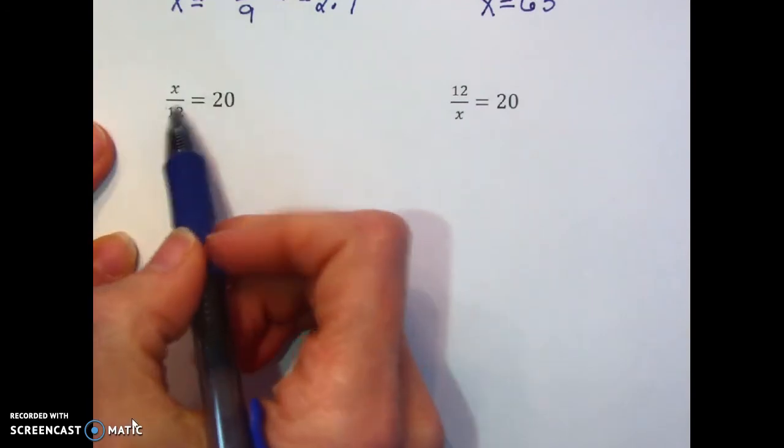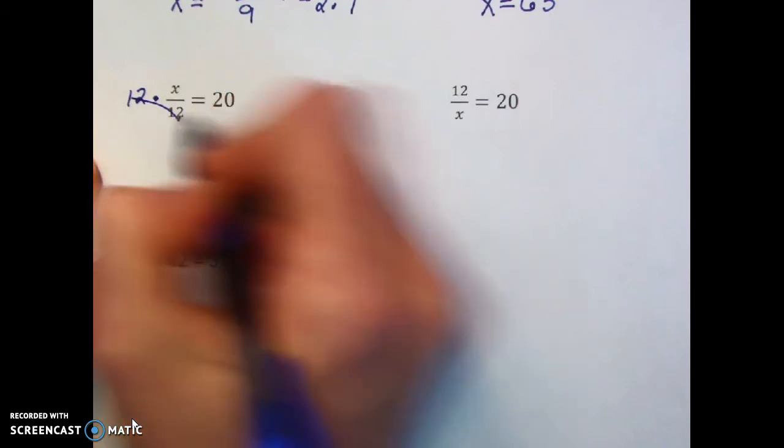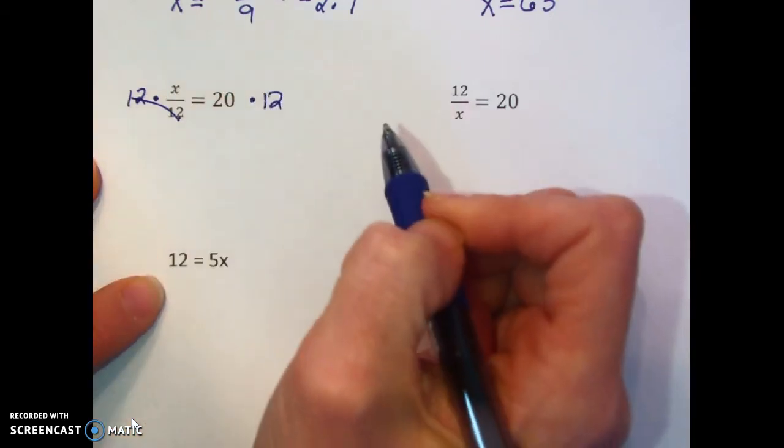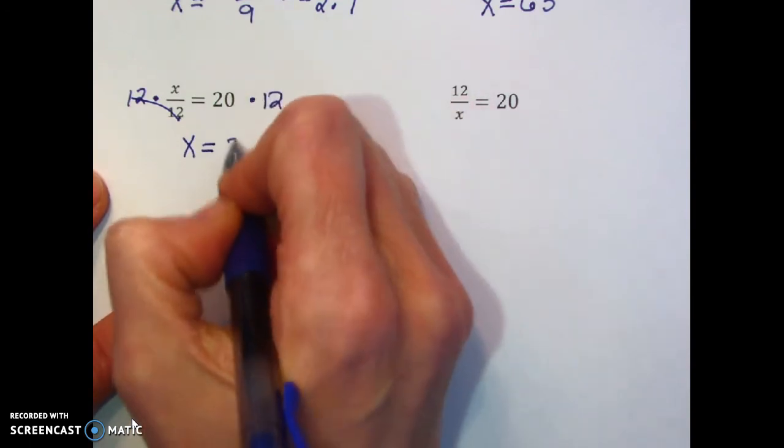A division problem. How do we undo a division? We multiply. So multiply by 12 to get rid of that divided by 12. And that leaves us with x equals 20 times 12, which is 240.